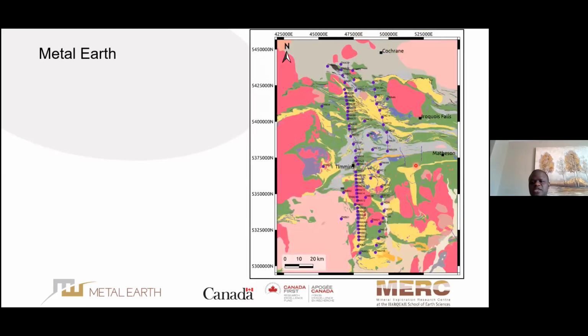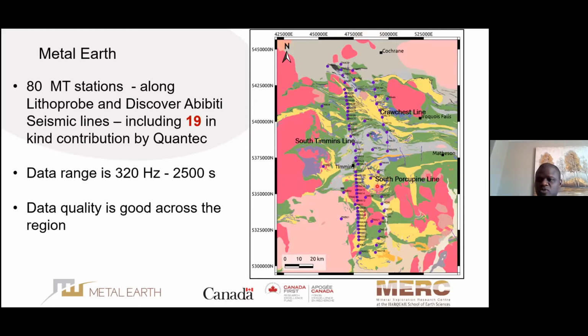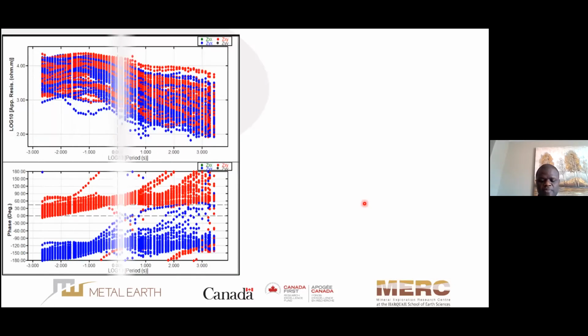Now zooming in on the Meta Earth sites, we have a total of 80 MT stations. 19 of those are an in-kind contribution by Contact Geosciences, a company who did the data acquisition for us. Some of those sites align with the existing Discoverability seismic lines in that region. This is the Rochester line, the South Timmins line, and the South Porcupine line. The data extend even deeper than the usual MT band. It goes all the way to 2,500 seconds in most cases, and the data quality is generally good, way better than what we had at the earlier site.